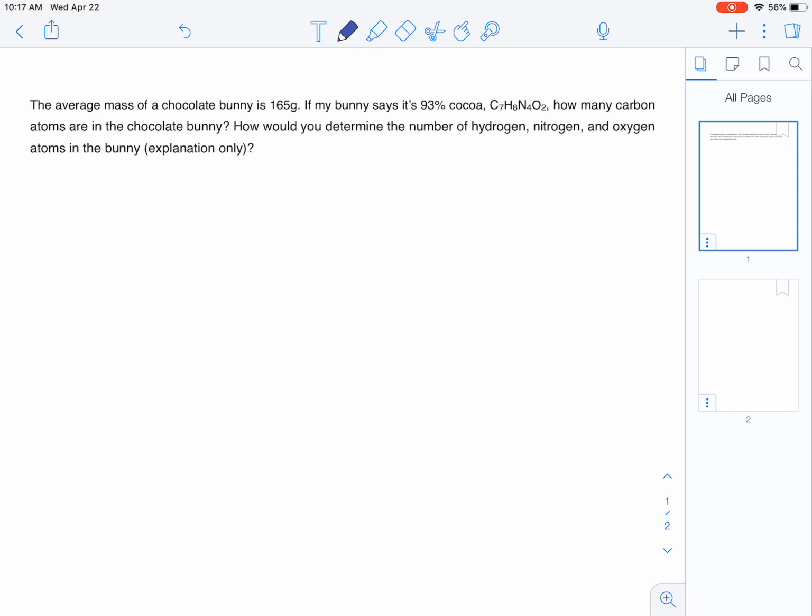starting with if we have the average mass of a chocolate bunny, it's 165 grams and my bunny is 93% cocoa. We want to solve for how many carbon atoms are in the chocolate bunny. So we're going to have to take a few steps to solve this problem. The first step being, okay, what percent of the mass of the bunny is represented by cocoa? And so it's 93% cocoa, and the total mass of the bunny is 165 grams.